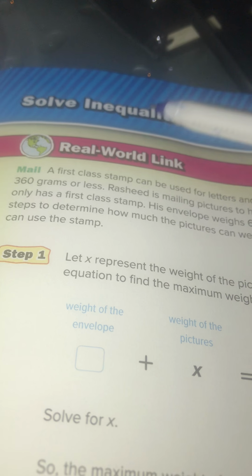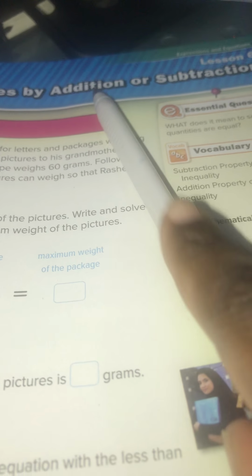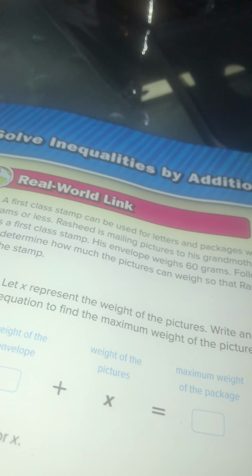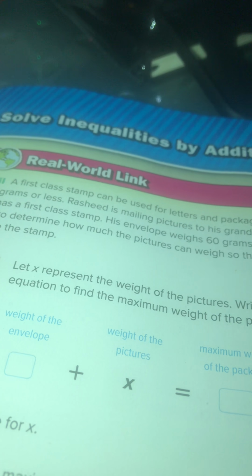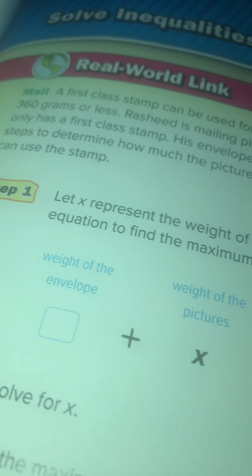So today we are doing lesson 6, solve inequalities by addition or subtraction. There is no difference in how we are going to solve during addition and subtraction like we did in the previous lessons, okay? So it is almost the same thing, only that here we are doing inequalities. In the previous lessons we were doing equations, okay? All right, so let's see what is important that we need to know for us to be successful.